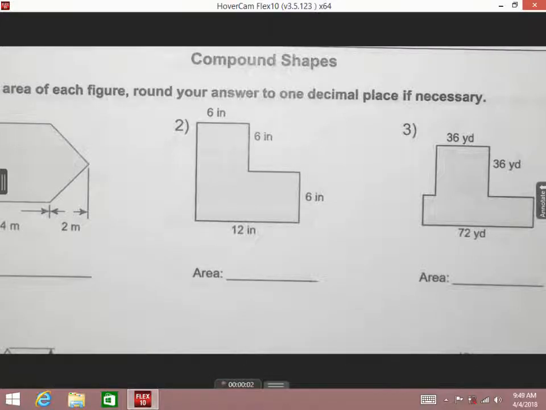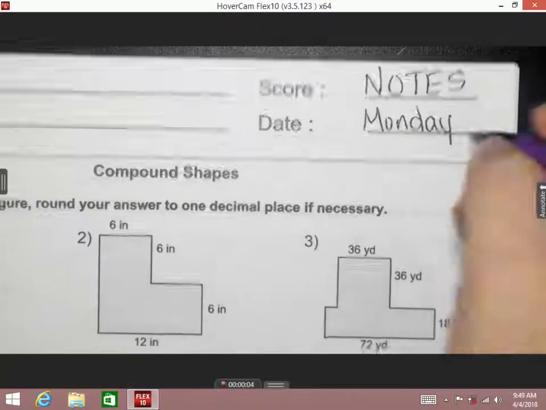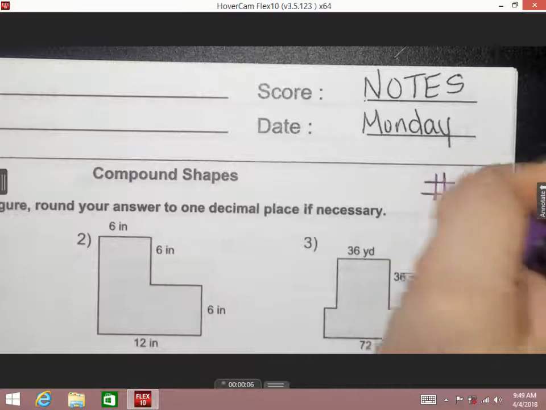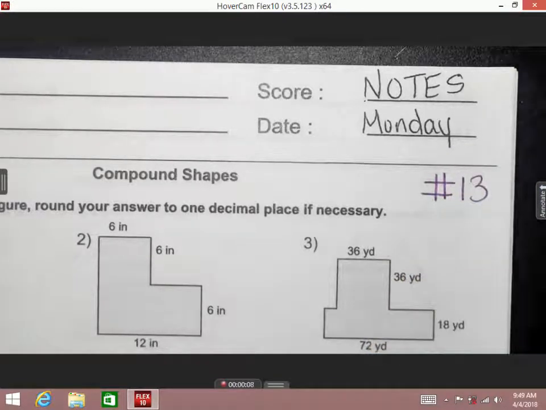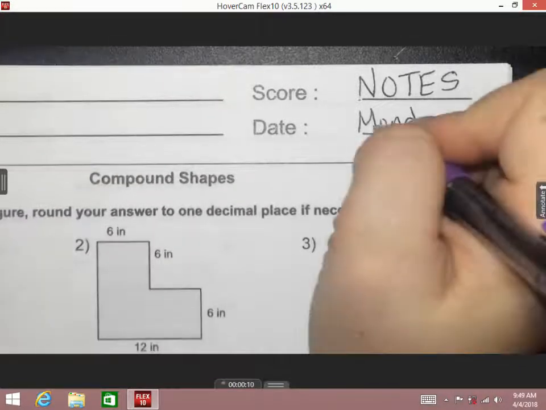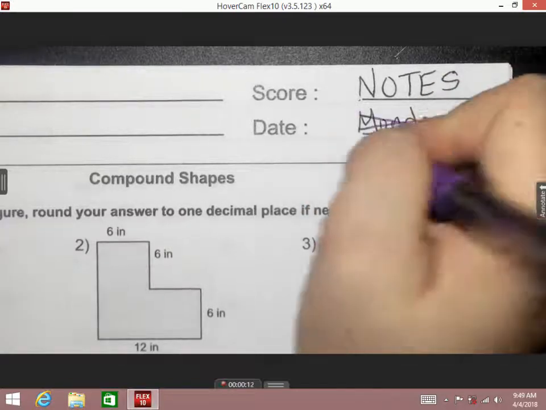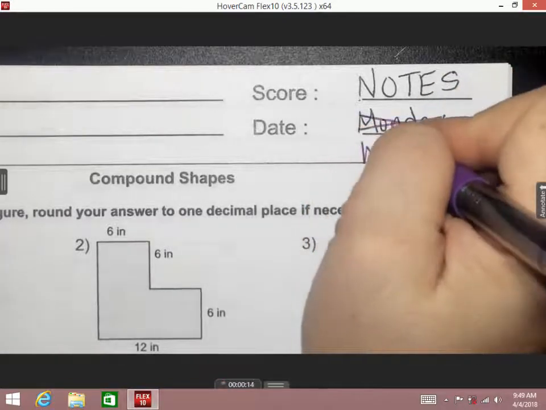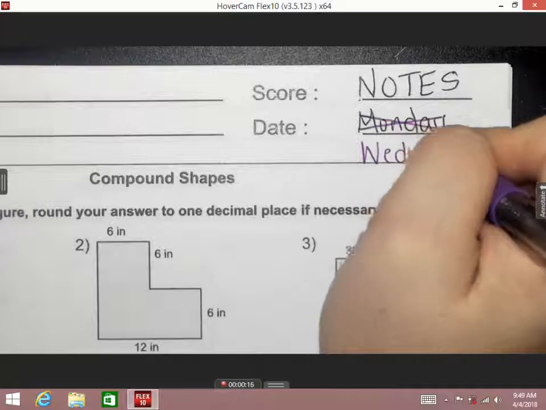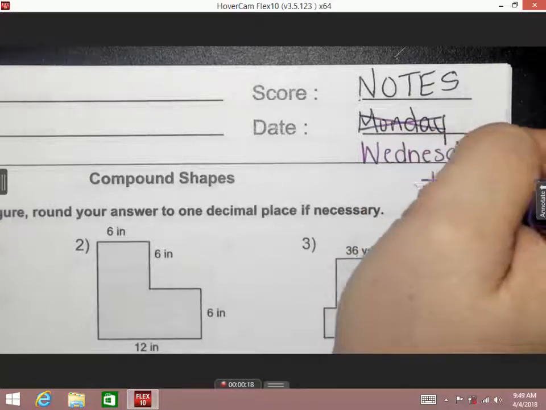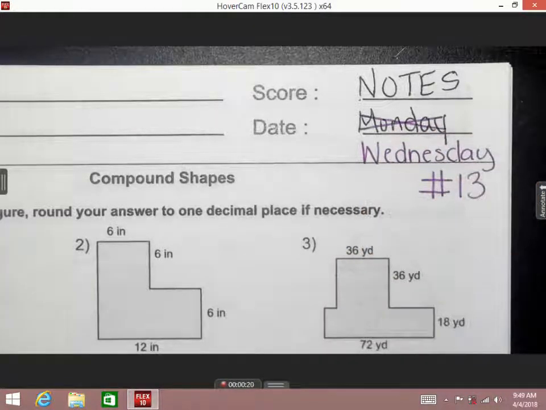Right, so for our notes today, this should be number 13. Let's number that, number 13. Originally we were going to do this on Monday, so if we can mark that out. Today is not Monday. Today is definitely Wednesday. Today is Wednesday, so this is going to be number 13 on Wednesday.